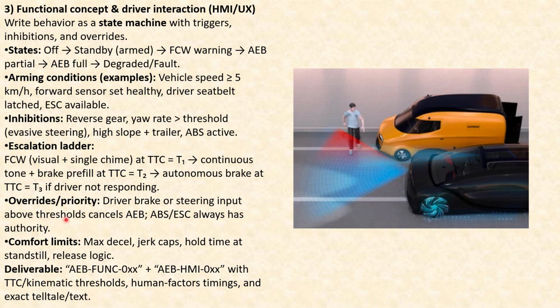Now when it comes to overriding and priority, driver brake or steering input above threshold cancels AEB. ABS and ESC always have authority. Now when it comes to comfort limits, what are the comfort limits? Maximum deceleration, jerk caps, hold time at standstill, release logic. These must be taken into consideration.